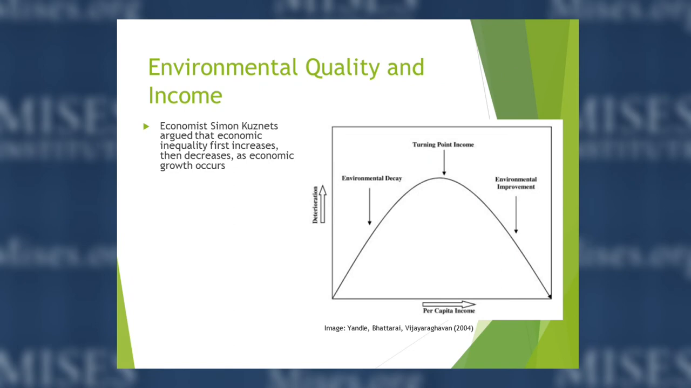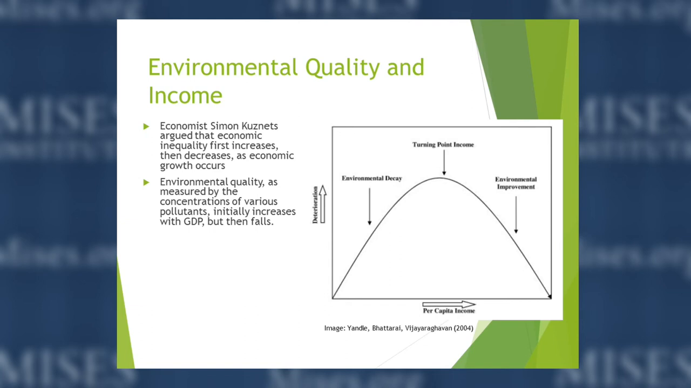This is an environmental Kuznets curve, named after an economist, Simon Kuznets, who was originally interested in the relationship between economic growth and inequality. But we've adapted this kind of framework for looking at environmental issues. Kuznets had argued that economic inequality first increases as an economy grows and then begins to decrease as the economy continues to grow. And we actually find that this is the case, at least some of the time, in environmental issues as well: environmental quality initially gets worse as an economy grows, but then as the economy continues to grow, the environmental quality stops getting worse and actually begins to improve.